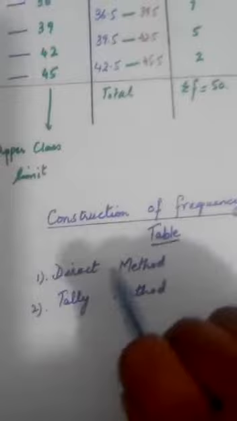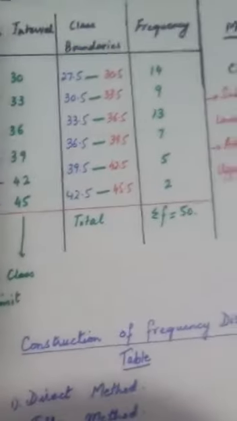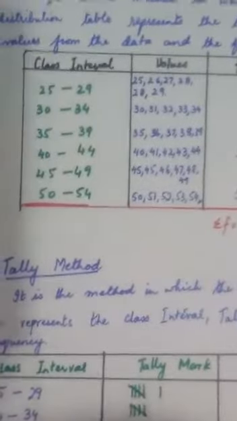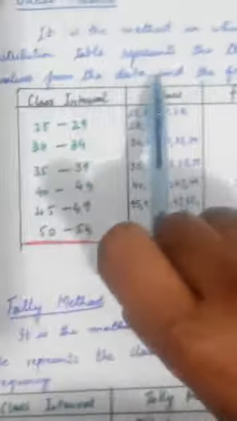For that there are two methods, the direct method and the tally method. Now we are going to discuss some of the things related to the direct and the tally method, and we are going to compare them with each other. In the direct method, the frequency distribution table represents the class interval, the values from the data and the frequency. You see here class interval is shown, values are written there that range between this sort of data in each set, and then frequency is mentioned.